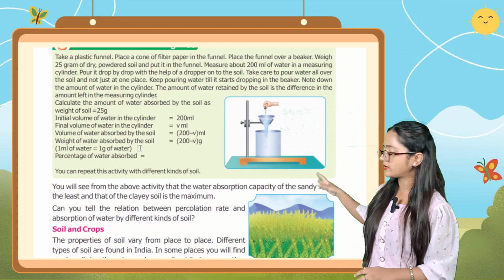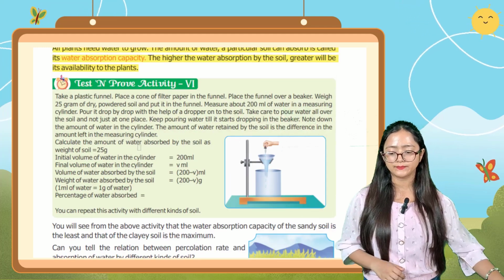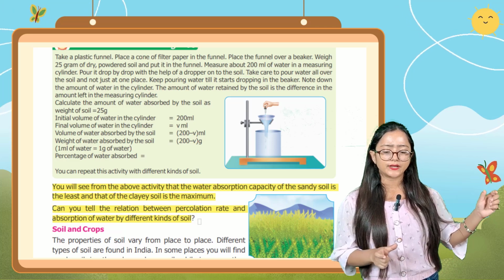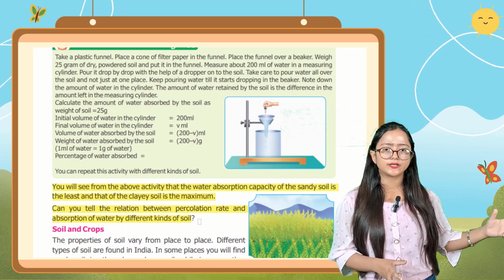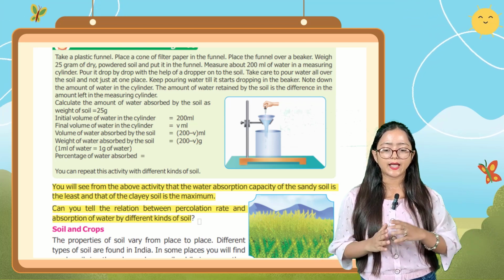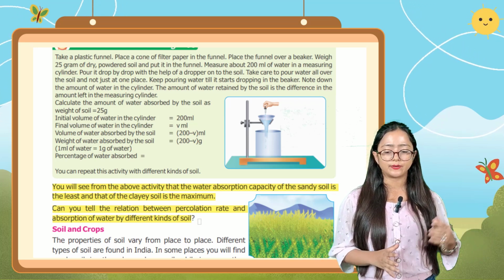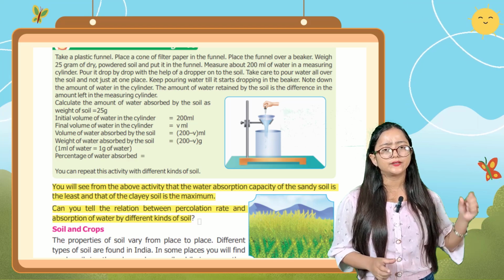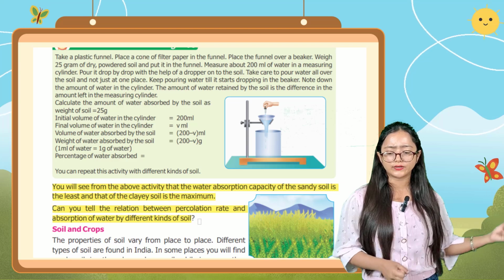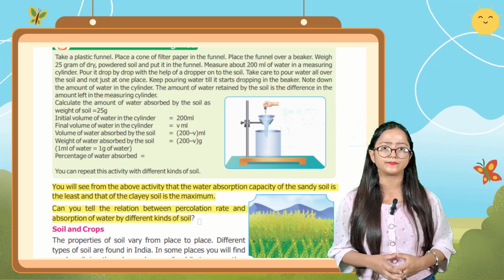This activity also you have to perform on your own. From the above activity you will see that the water absorption capacity of the sandy soil is the least, and that of the clay soil is the maximum. Can you tell the relation between the percolation rate and absorption of water by different kinds of soil?